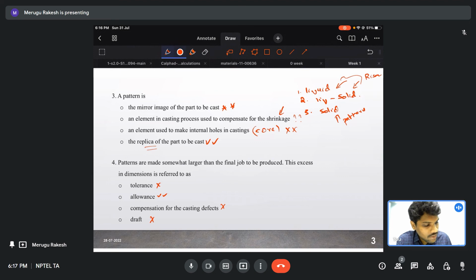This allowance consists of 2 things. I have explained earlier, in the pattern, one is the shrinkage allowance, for solid shrinkage, and the second one is the machining allowance. So the machining allowance and the shrinkage allowance form a combined allowance. These are the two parts of allowances. Tolerance is not the term that we use here; we use allowance. So that is the correct option. Let us move to the next question.